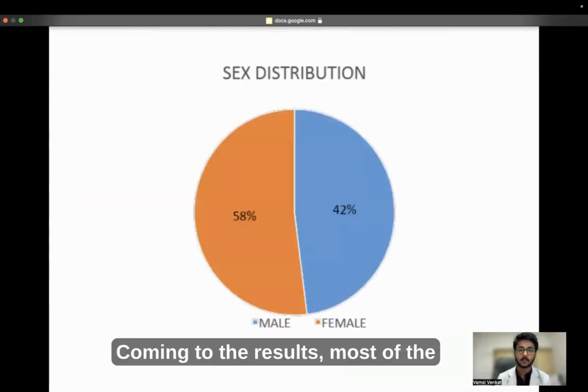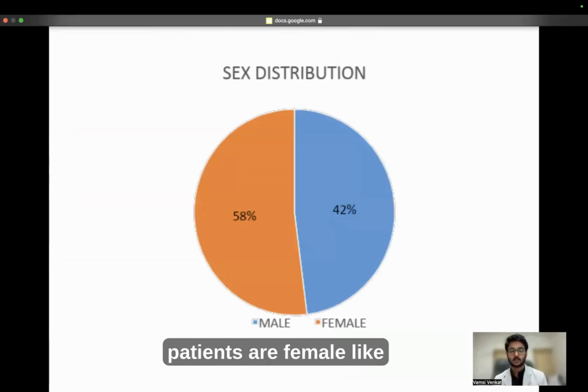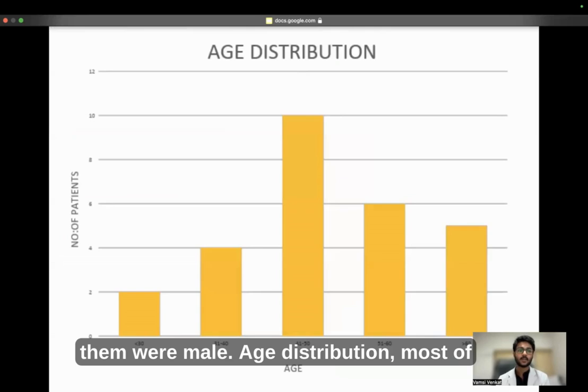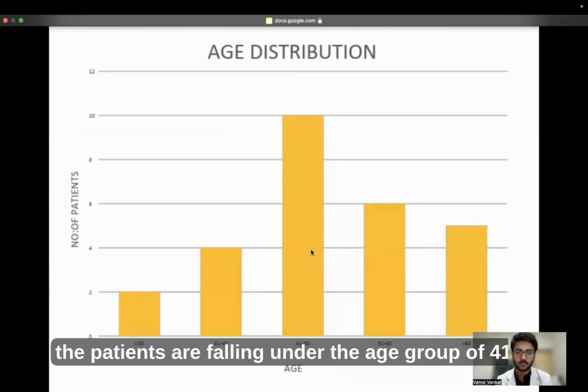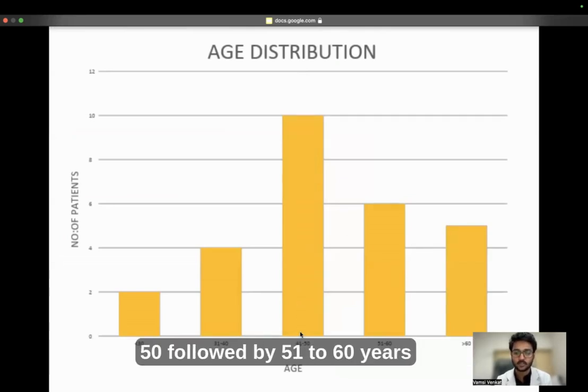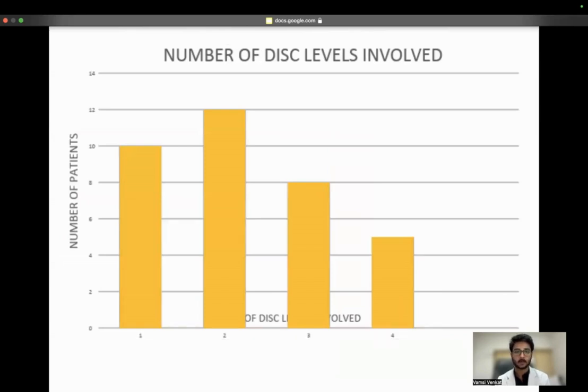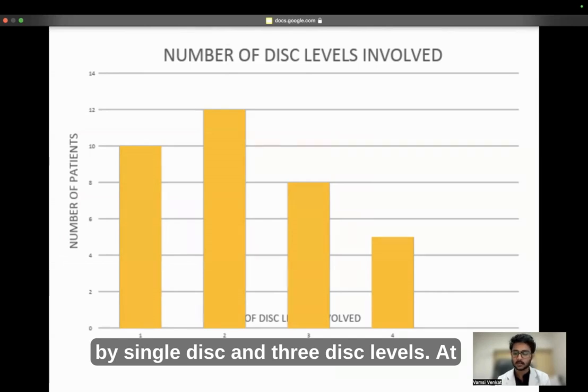Coming to the results, most of the patients are female, accounting for 60%, and 40% of them were male. Age distribution: most of the patients fell under the age group of 41 to 50, followed by 51 to 60 years. Most of the patients have two disc levels involved, followed by single disc and three disc levels.